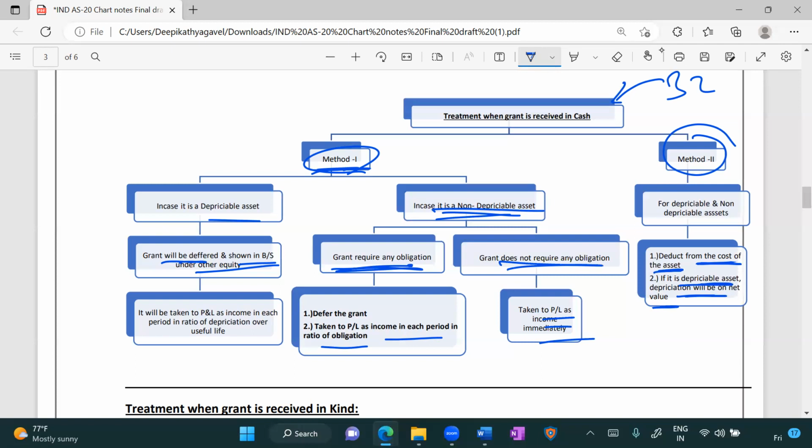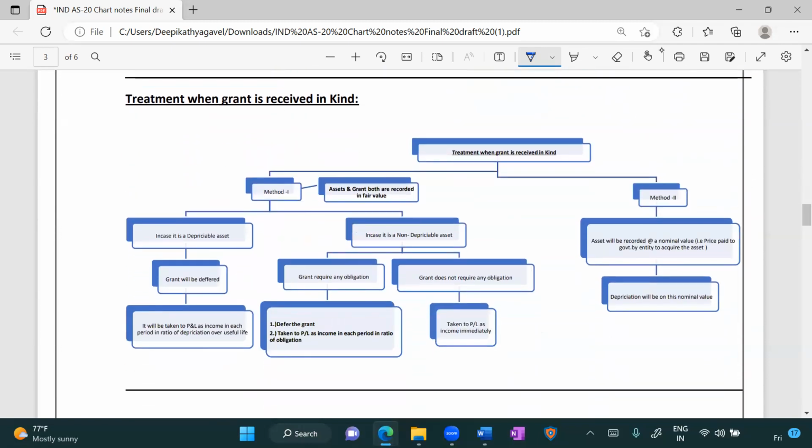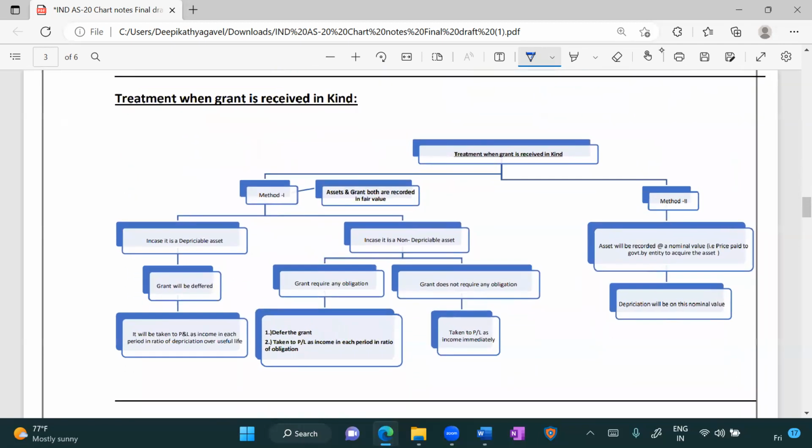And in case it's a non-depreciable asset, you need to check for one more condition, whether there's any obligation attached to this grant or not. If there is an obligation attached to the grant, then this will be deferred initially and it will be taken to P&L in the ratio of obligation, right? And in case the grant does not have any obligation, then the standard very clearly says you can directly take the entire amount to the P&L, right?